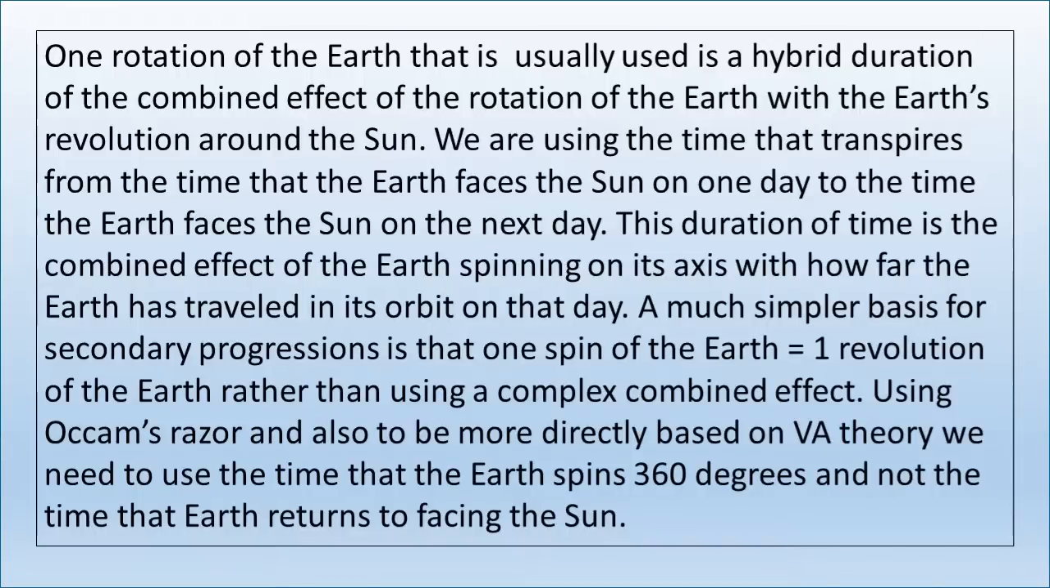A much simpler basis for secondary progression is to, you might say, disentangle that combined effect of the solar day and separate them out, so that one spin of the Earth equals one revolution of the Earth. That means that we will use a sidereal day to define what a day is. Then we can see how the calculations differ. We can do progressions and compare.